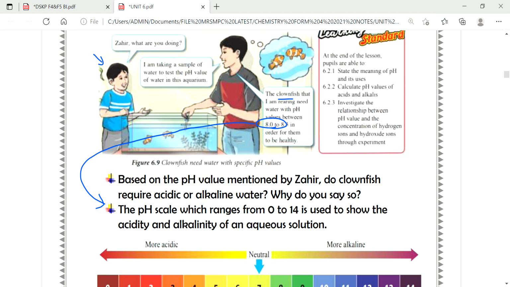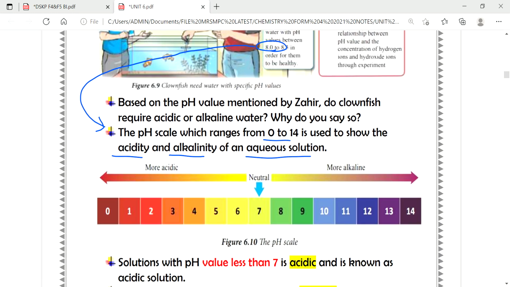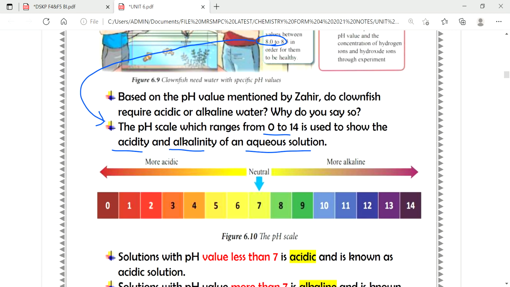Alright, in order to determine what kind of solution it is for pH 8.0 to 8.3, you have to know the pH scale. Okay, pH value refers to the pH scale, which ranges from 0 to 14. This pH scale is used to show the acidity and alkalinity of aqueous solutions. Look here, you have actually learned this before, right? So, range 0 to 14.